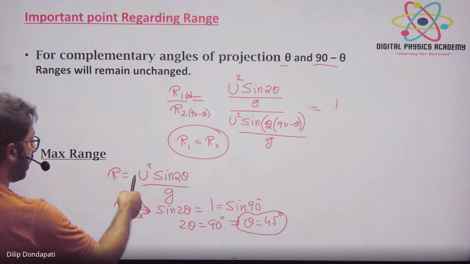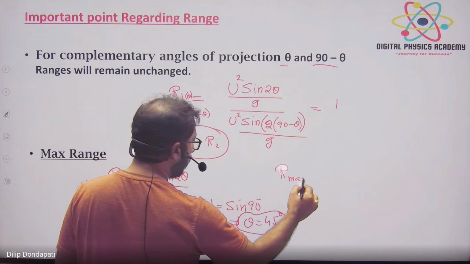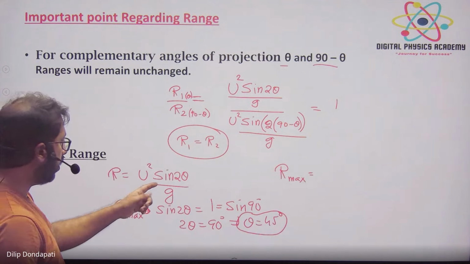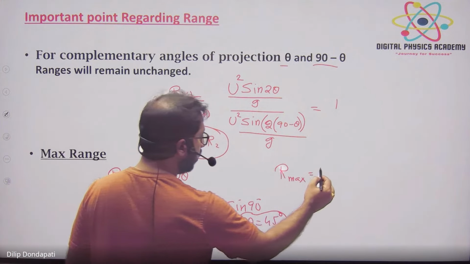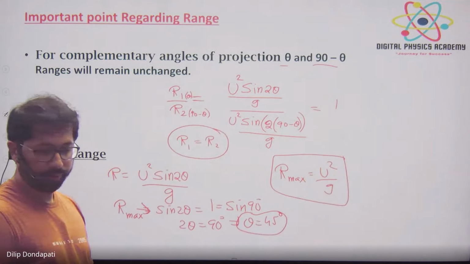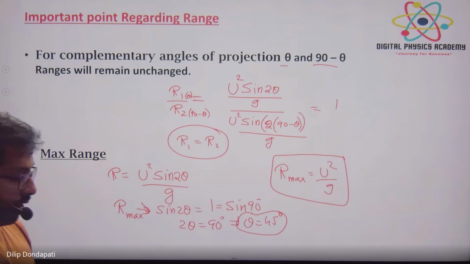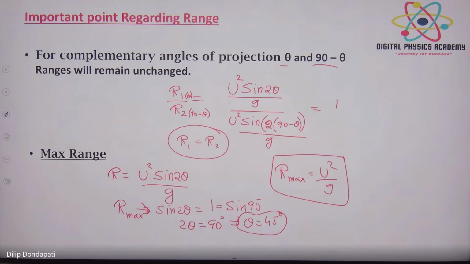Okay, substitute now theta is 45. Maximum range find करो. Very important formula. U square, देखो 45 into 2 is 90. Sin 90 is 1. So what is the formula? U square by G is the formula for R max. Look, U square by G is the formula. Whenever they say maximum, theta is 45 degrees.